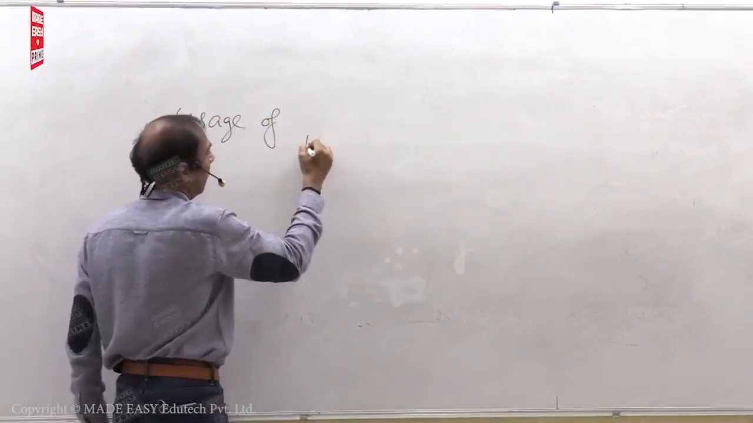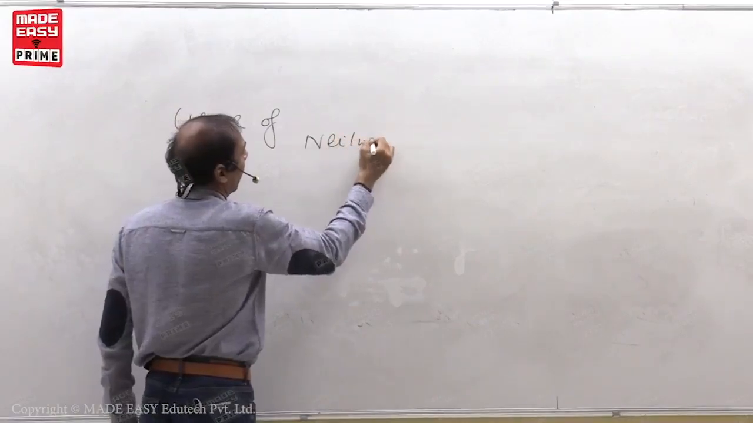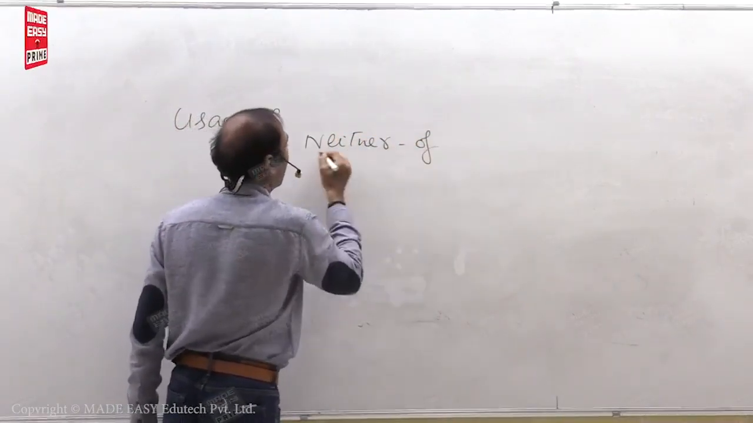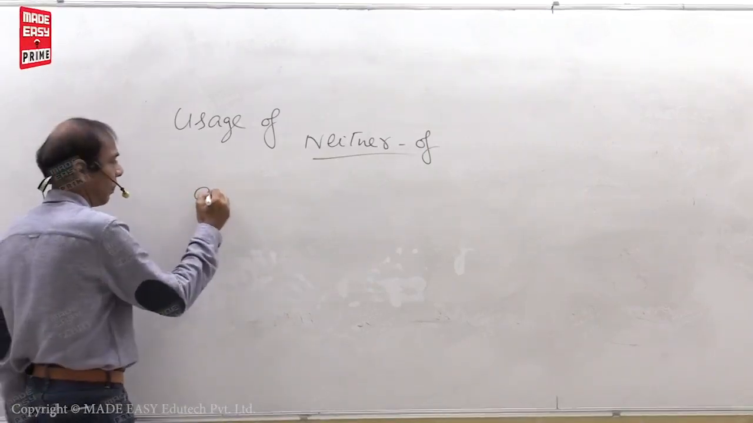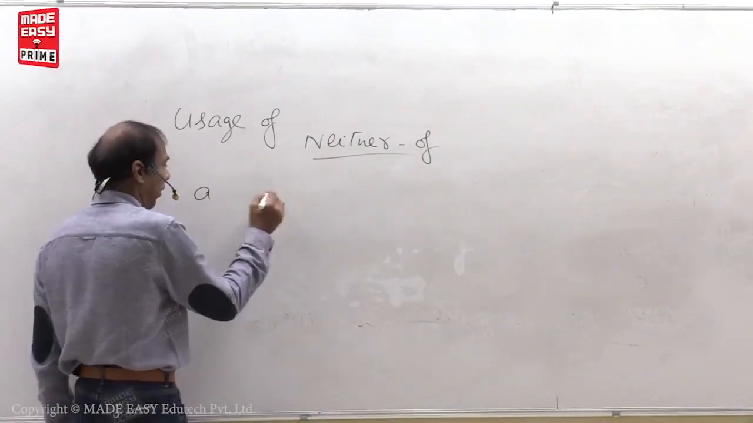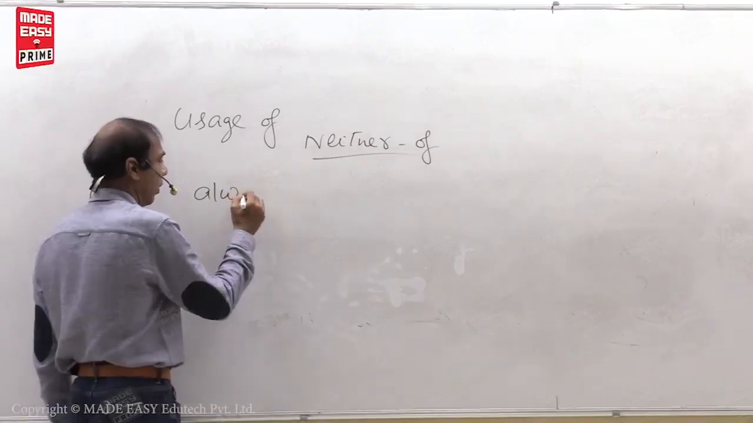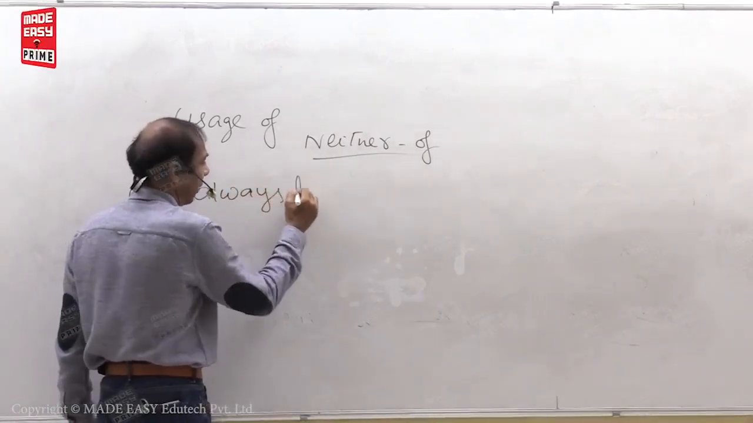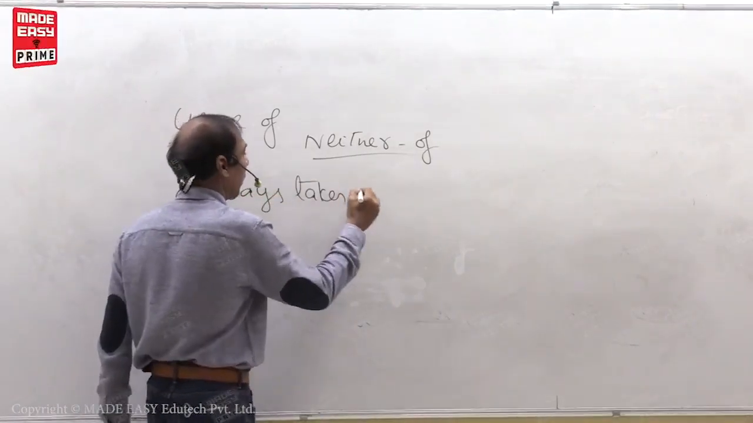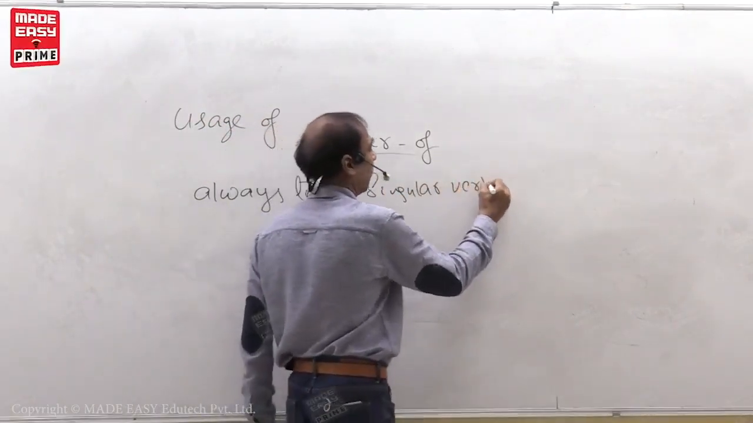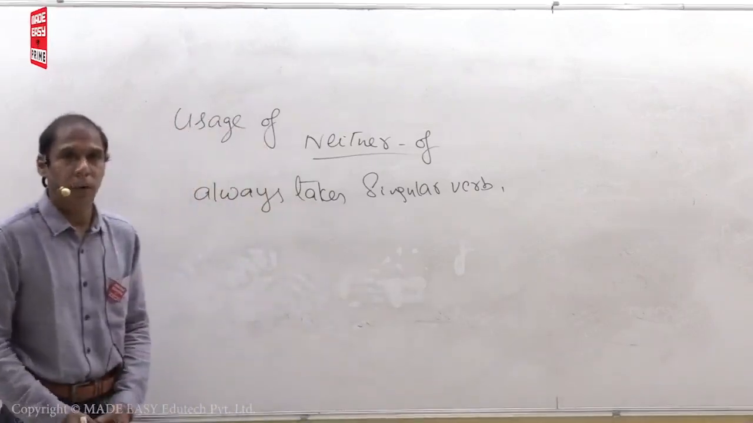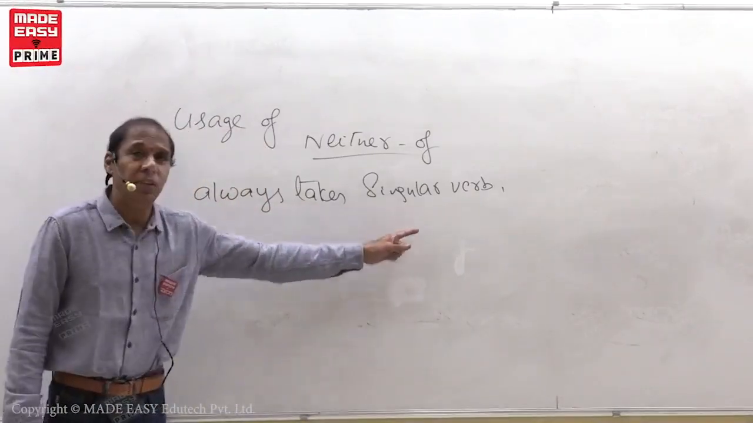Usage of neither of. Neither of always takes singular verb. Right? Neither of always takes singular verb.